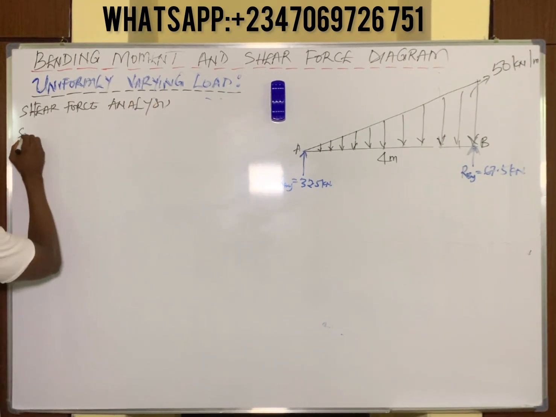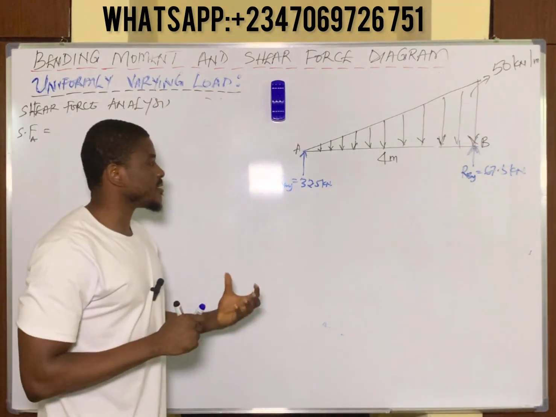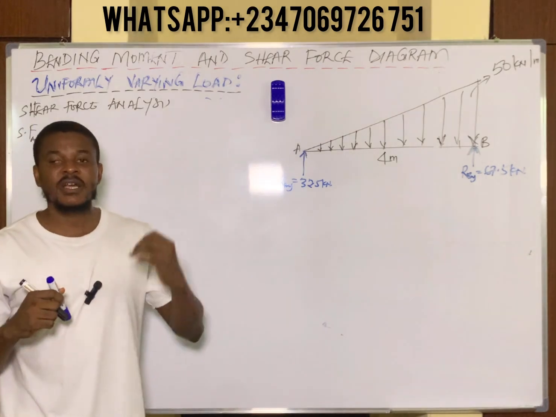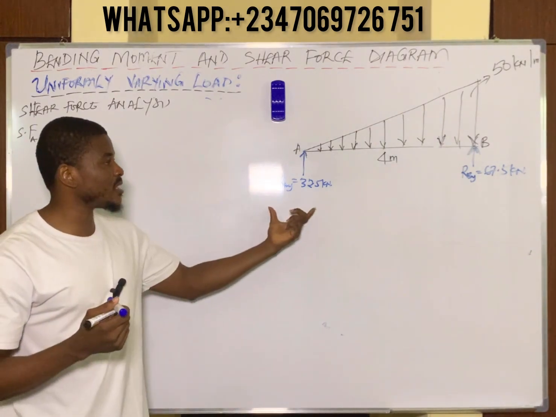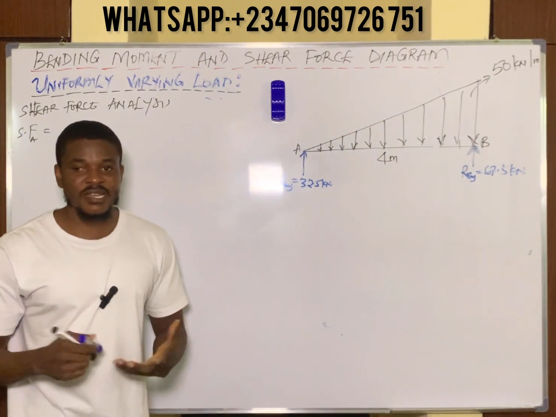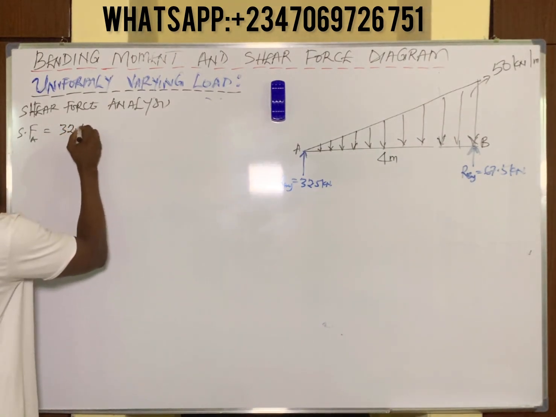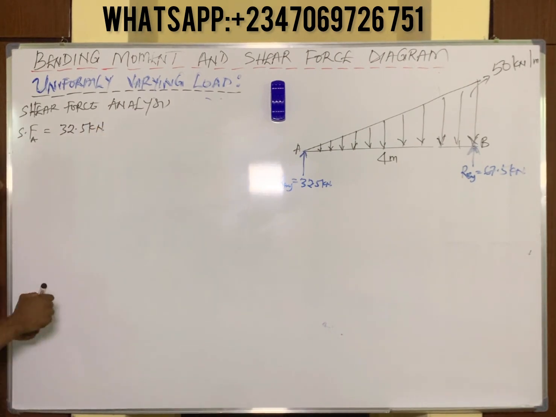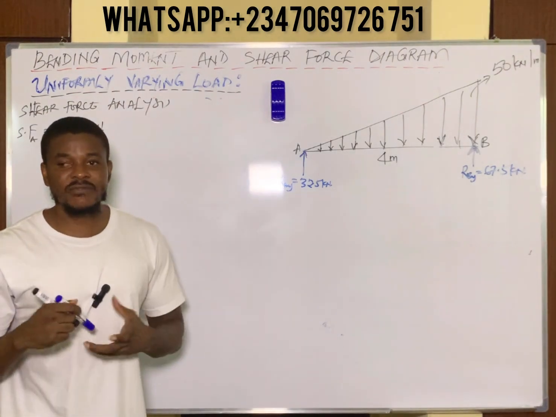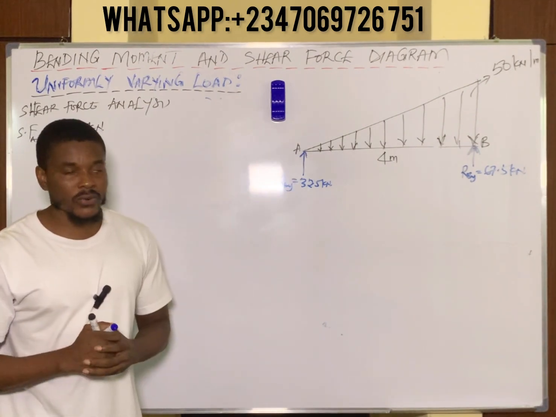So the shear force at A is simply the force that exists at point A. And when doing your shear force analysis, always consider vertically upward force to be positive and downward force to be negative. At point A, the force there is 32.5 kilonewtons and it is pointing upward. So you consider it simply as positive. So shear force at A is simply 32.5 kilonewtons. Also keep in mind that at the end of every shear force analysis, you must always have 0 as your result. So if you don't have 0 in this situation, it means we are wrong.